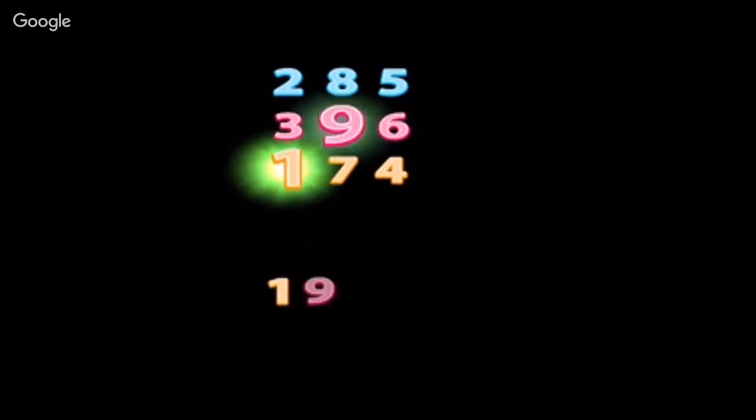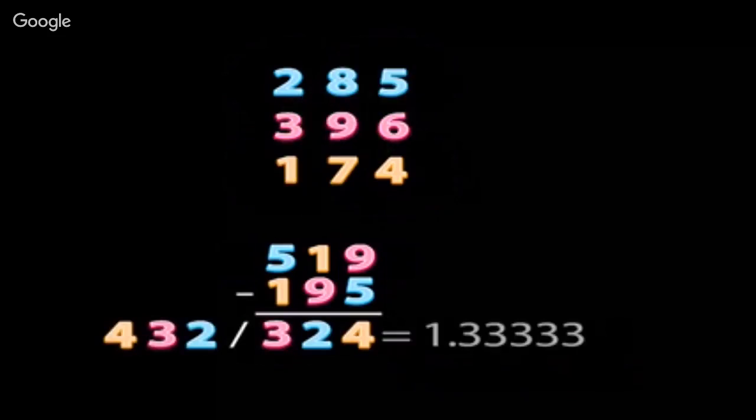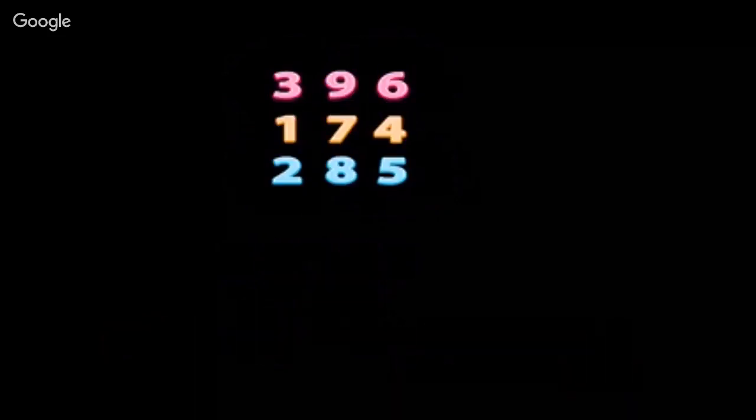Starting at the bottom left with the 1, go through the middle to the 9 and the 5, subtract that from its shifted pair, and I get 324. And I divide that by the 432, and I get a perfect fourth. In this matrix, I shifted the numbers yet again. The 1, 7, and the 4 is in the middle, the 3, 9, and the 6 is at the top, and the 2, 8, and the 5 is at the bottom.